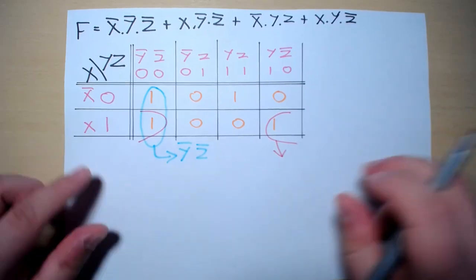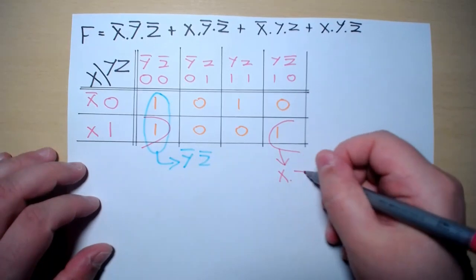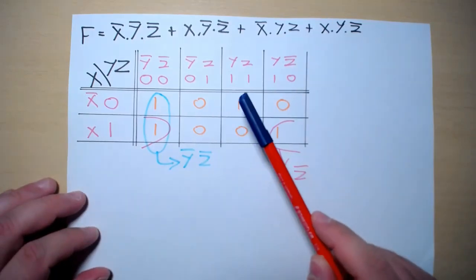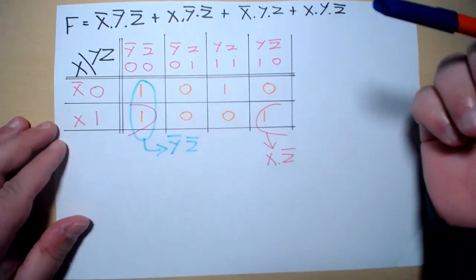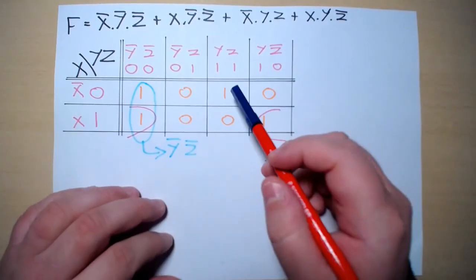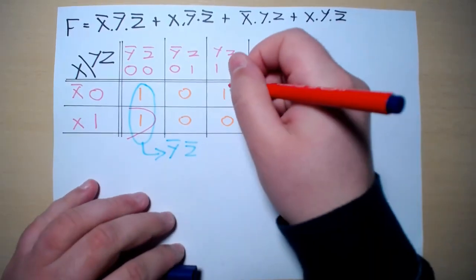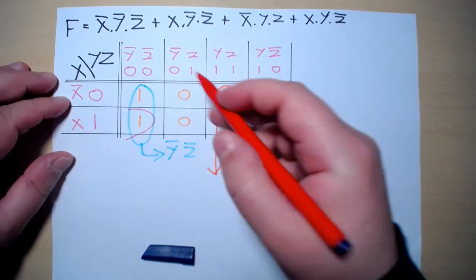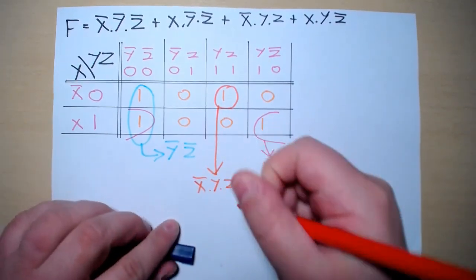And we have common there X and Z not. And then we have this one remaining. Unfortunately, we can't group this one with another one because this doesn't have any neighbors. Therefore, we have to take it alone as it is, which means that that particular term will not be minimized. So I have to take it as X not and Y and Z.